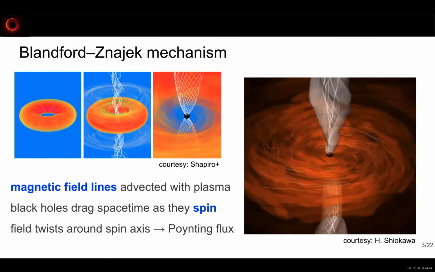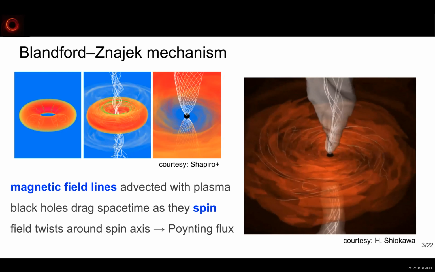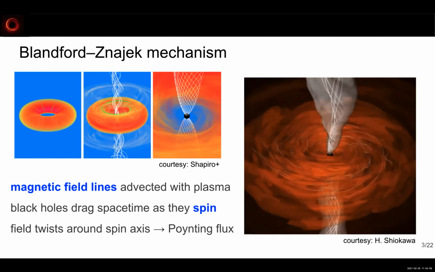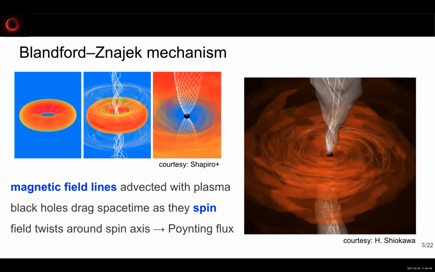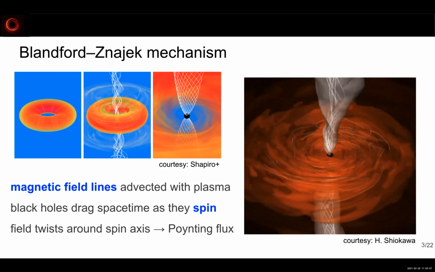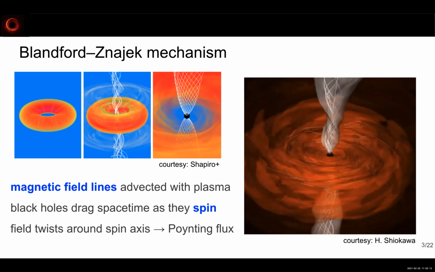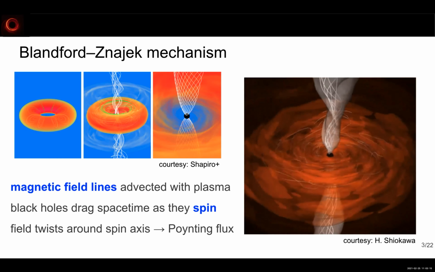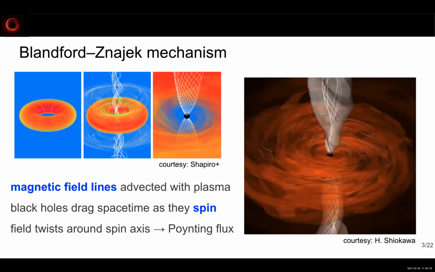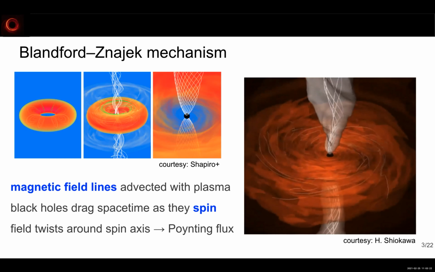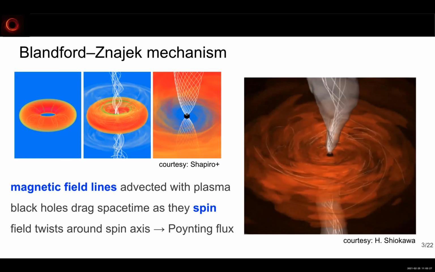And so if you have black holes that are spinning, they start to drag space-time with them, while the plasma is falling onto the black hole. The magnetic field lines that are being advected down to the horizon along with the plasma start to get wound up around the black hole. They're dragged with space-time, and so they end up being wound up around the spin axis of the black hole. And this collimation and twisting of magnetic field lines produces a Poynting flux that ultimately can end up producing a very large power.